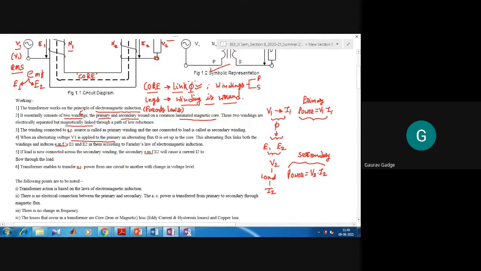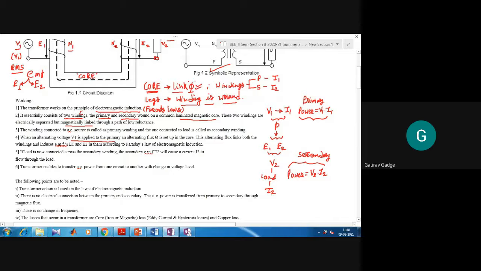Now what is the purpose of winding? The purpose of windings is to allow the current to pass. The current through the primary winding is I1 and the current through the secondary winding is I2. And when the winding allows current to pass, that develops the flux, and that flux links with the secondary winding through the core. Okay, is it clear with this point?